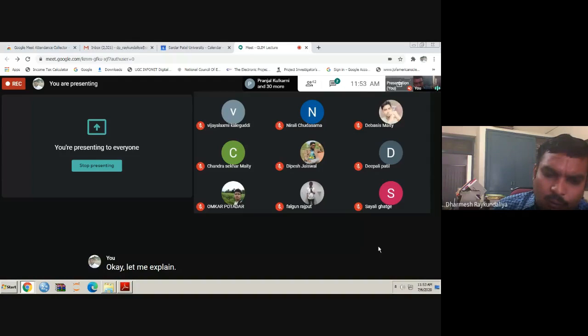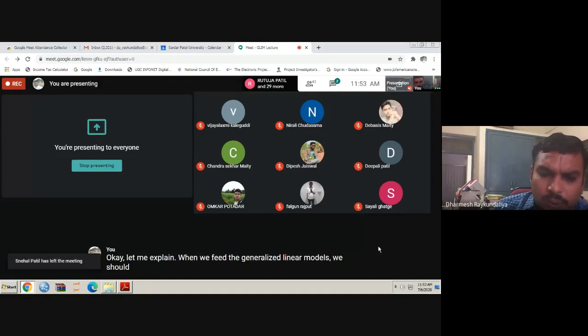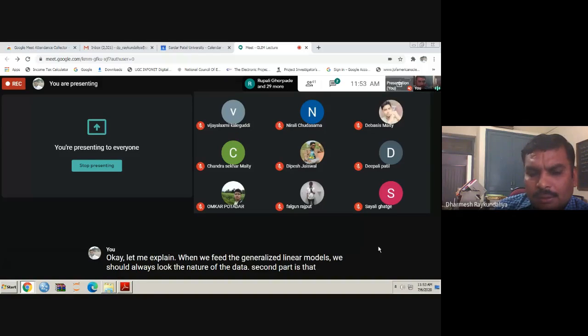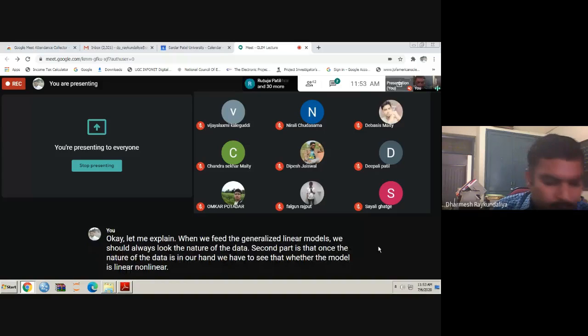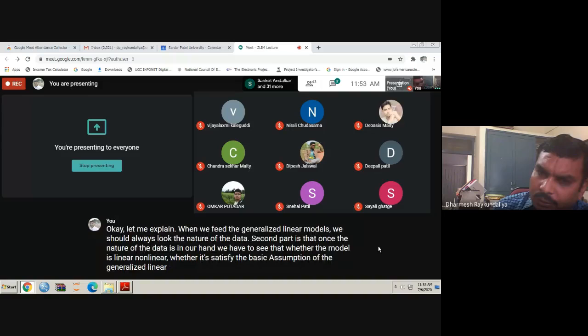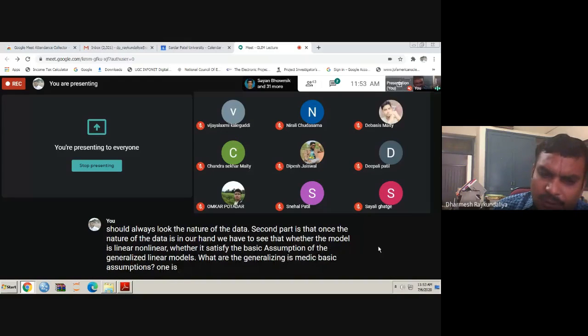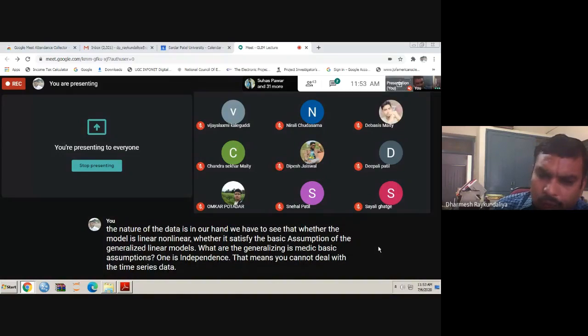When we fit the generalized linear models, we should always look at the nature of the data. Second, once the nature of the data is in our hand, we have to see whether the model is linear, non-linear, and whether it satisfies the basic assumptions of the generalized linear models. What are the basic assumptions? One is independence. That means you cannot deal with time series data or data where more than one kind of error arises.